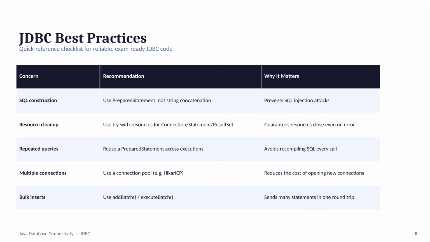JDBC best practices. To write efficient and secure JDBC applications, follow a few important best practices. Always use prepared statement to prevent SQL injection attacks. Use try with resources to automatically close database resources. Reuse prepared statement objects for repeated queries to improve performance. For applications with many users, use a connection pool such as HikariCP. Finally, use batch processing for multiple inserts or updates to reduce database communication and improve overall performance.